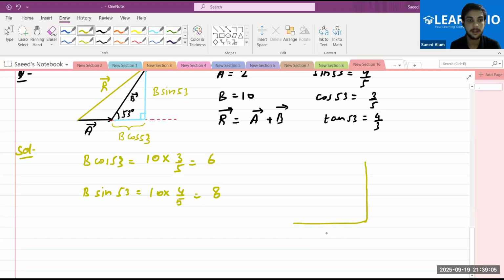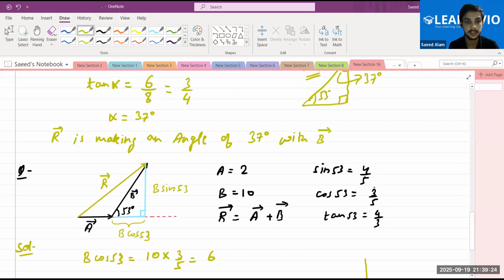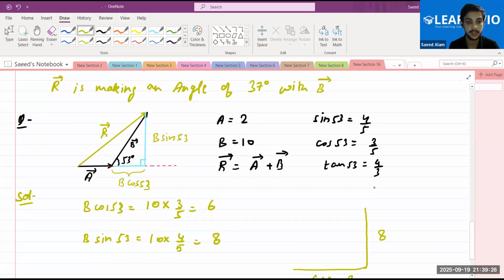That will become 6 plus 2, that is 8. And what will this perpendicular one become equal to? 8. What is B sine 53? Yes, that is 8. Exactly. B times sine 53, and yes, that is 8.